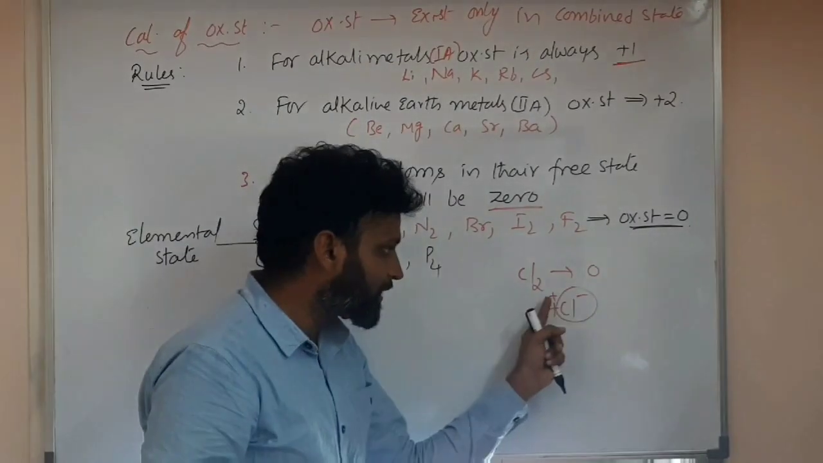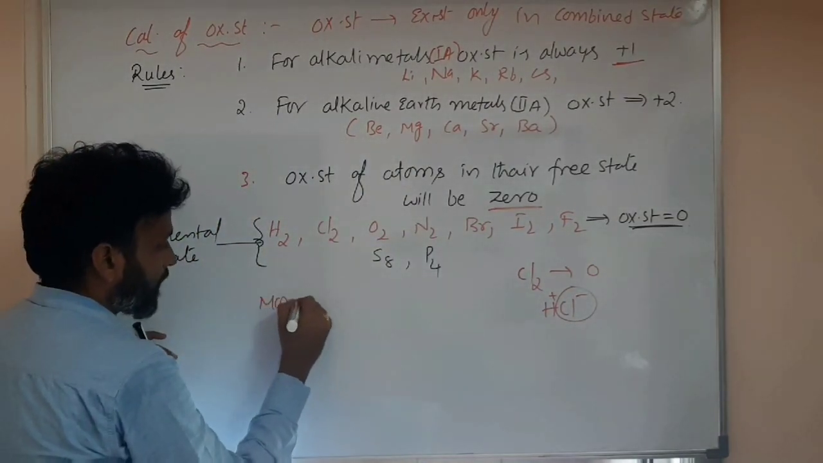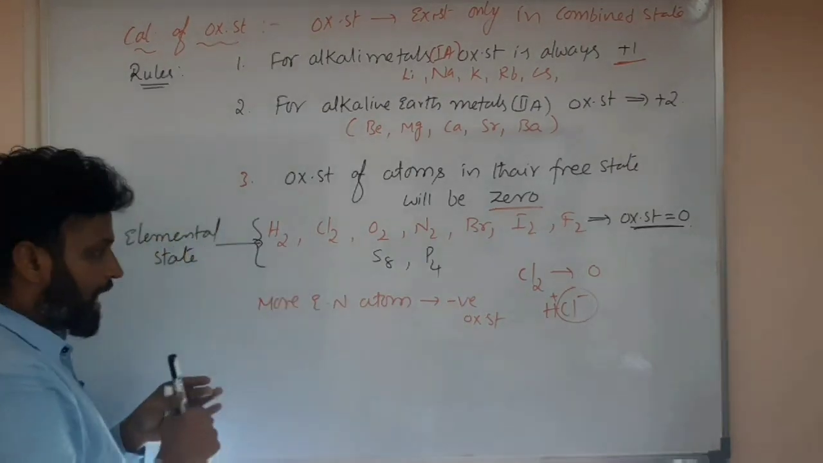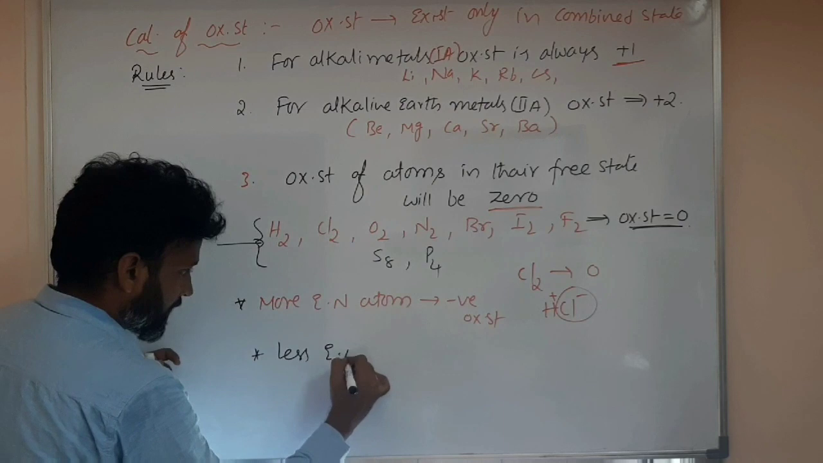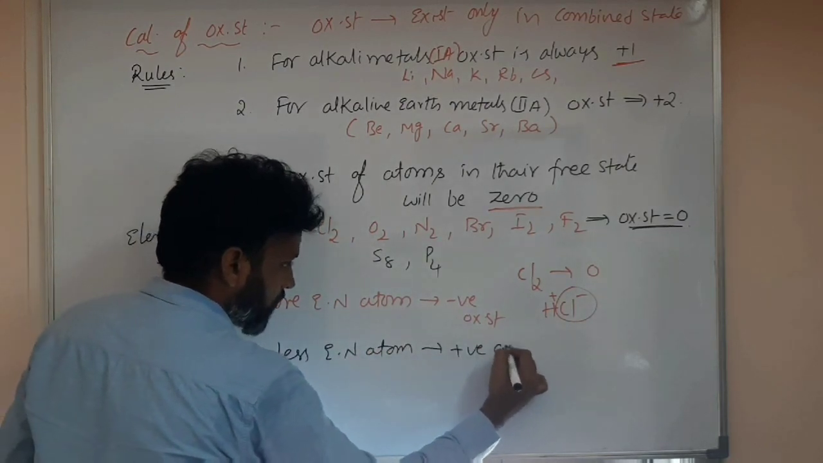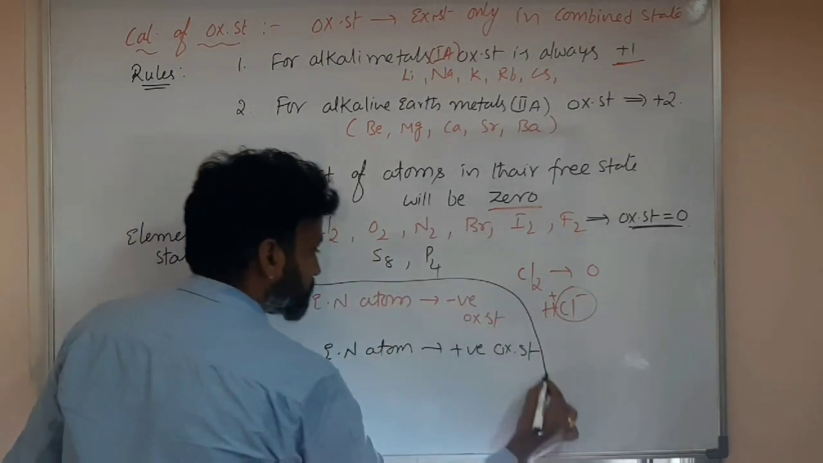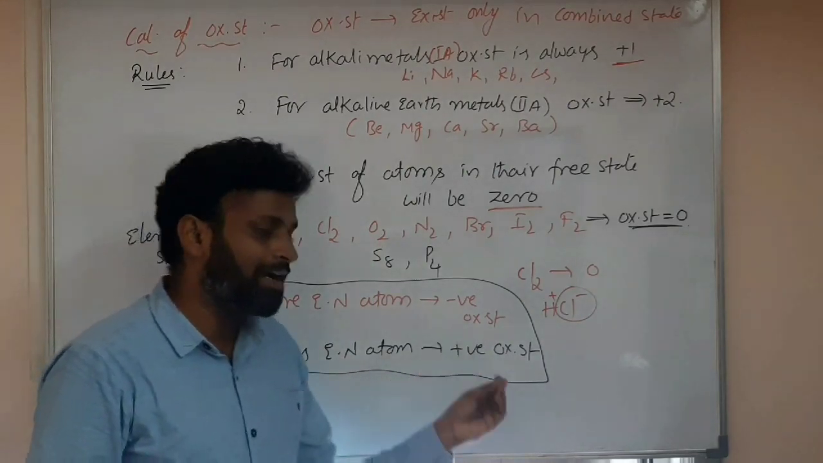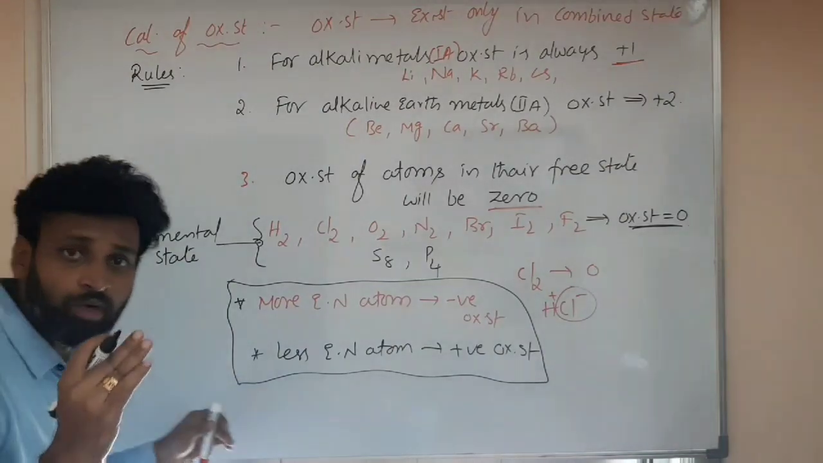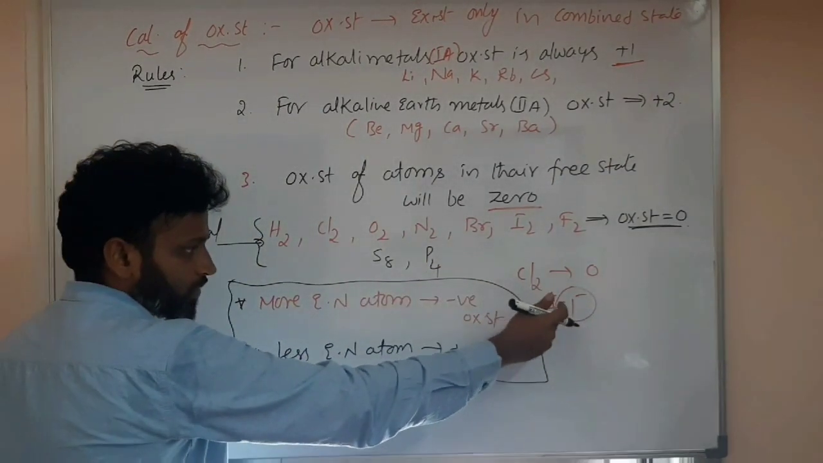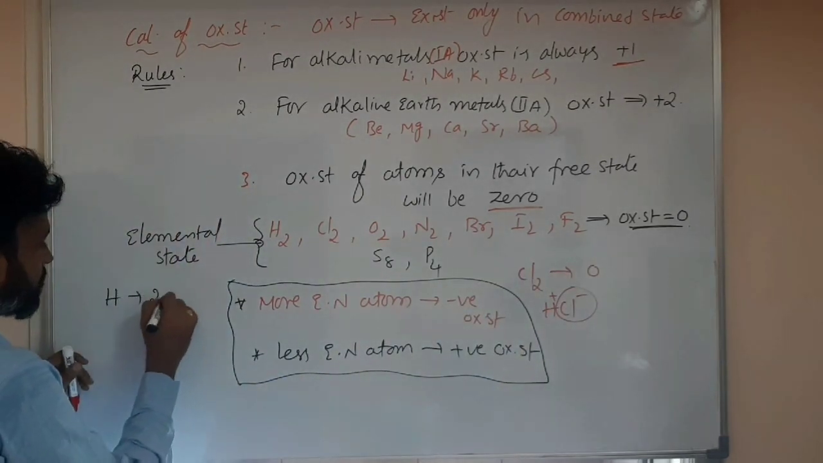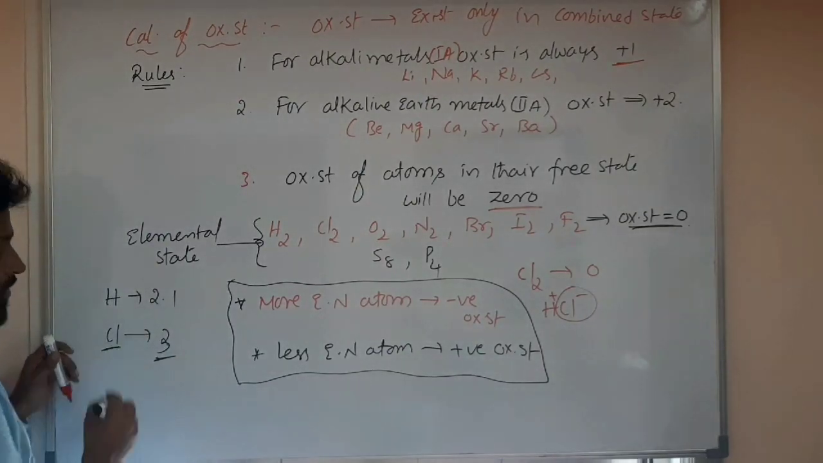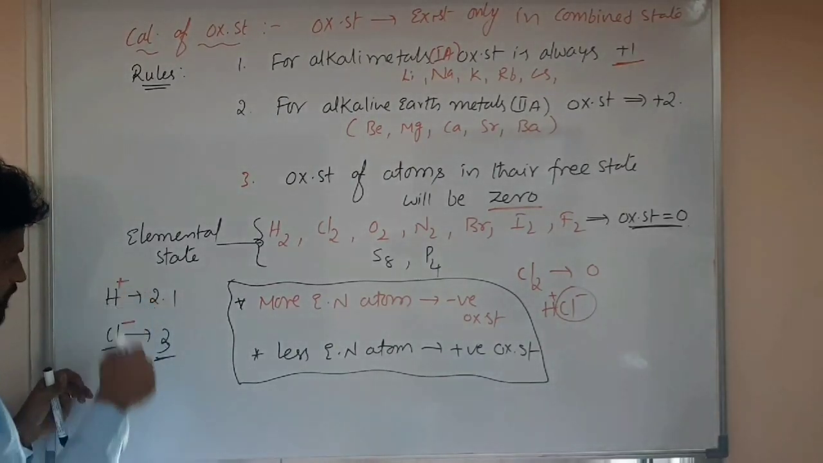To understand minus and plus, I told you already, more electronegative atom has negative oxidation state, and less electronegative atom has positive oxidation state. These two things you please remember. I told you one trick to have those electronegativities. Hydrogen electronegativity value I gave 2.1 and chlorine is 3. So who is more electronegative? Chlorine is more electronegative. Certainly chlorine has minus charge and hydrogen has plus charge.